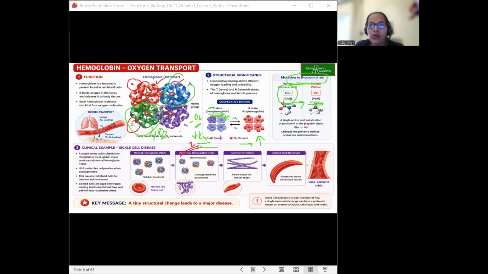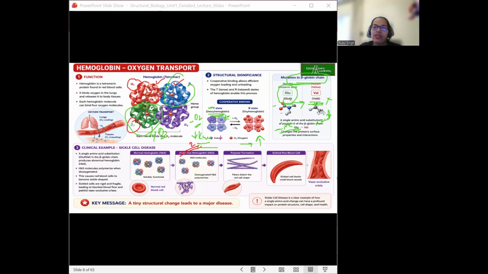Now, can you understand what is happening? Glutamic acid was negatively charged, and then valine, which is neutral. So what is happening? The properties of the amino acid or the polypeptide chain, the charges, are getting affected. So you can see that one of the negative charges has become neutral. So this is the one amino acid mutation happening.